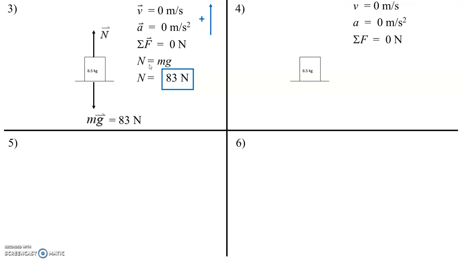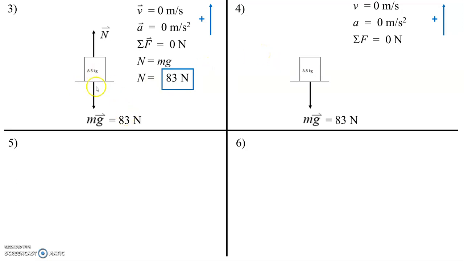Just list it off to the side. We'll assign a positive direction, and once again I'm just going to call up the positive direction for no particular reason, just because I arbitrarily chose that. If you want to call down positive, you're going to get to the same answer, no problem. We're going to go ahead and start putting the forces on the free body diagram, starting with weight, and it's the same mystery box, so it still weighs 83 newtons.